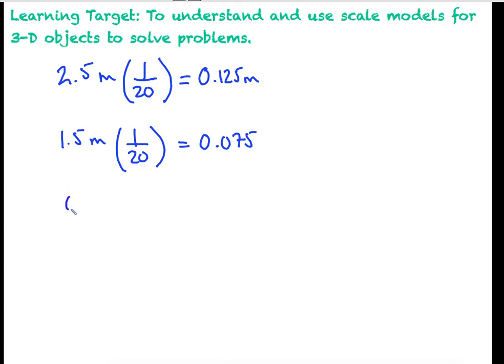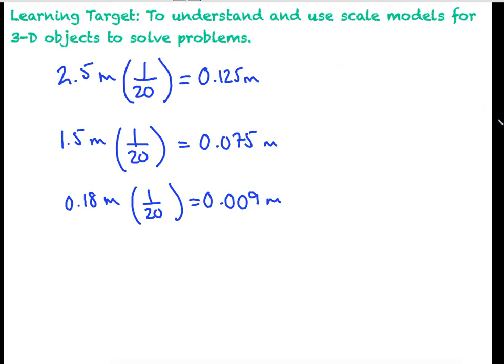And then the last one I believe was 0.18, which was the thickness. And again, scaling that down, I get my 0.18, and I divide that by 20, and that gives me 0.009. So remember, these measurements are still in meters.